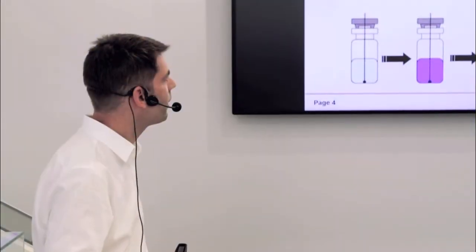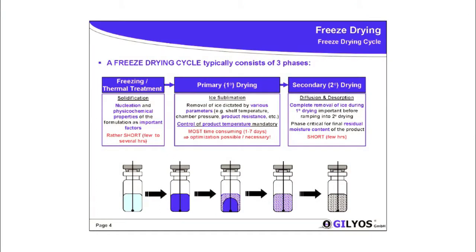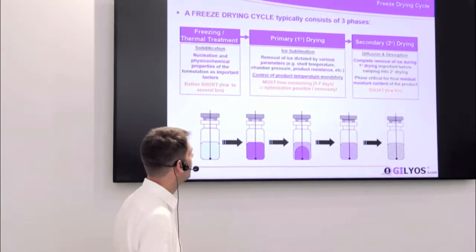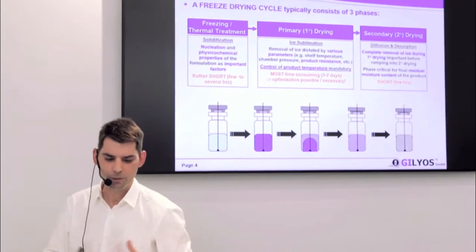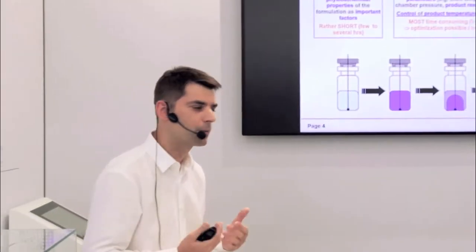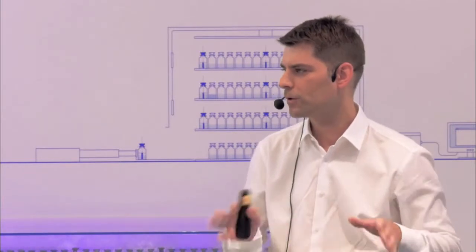Just quickly, the freeze drying process can be divided into 3 sections. Basically, the freezing step here at the beginning, the primary drying step. This is the actual sublimation phase where we remove the solvent, the frozen solvent, by sublimation, and the secondary drying step where we remove bound water, trapped water in the product by a short secondary drying step.